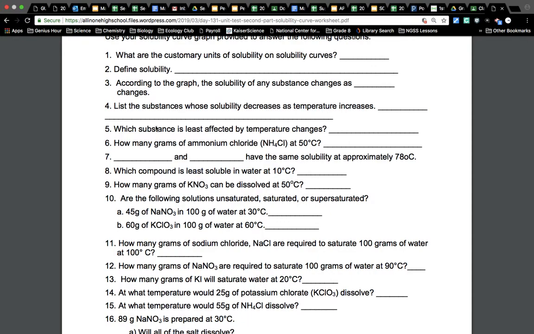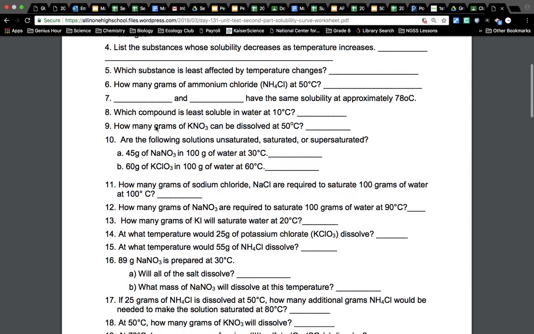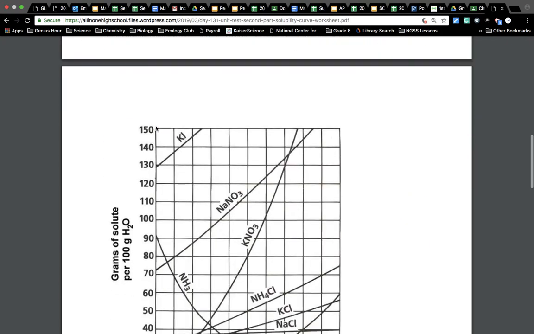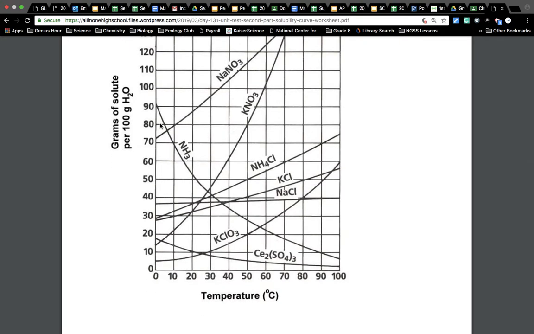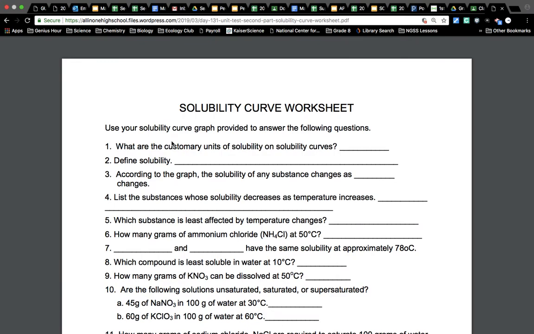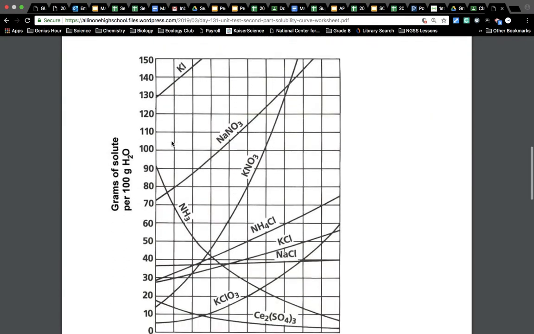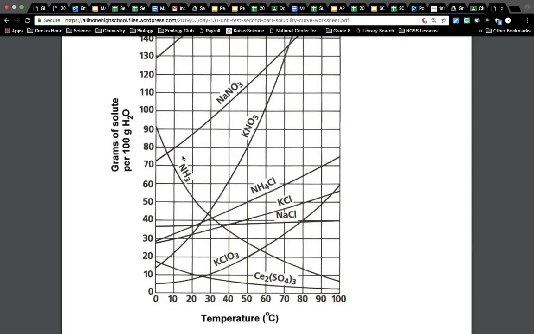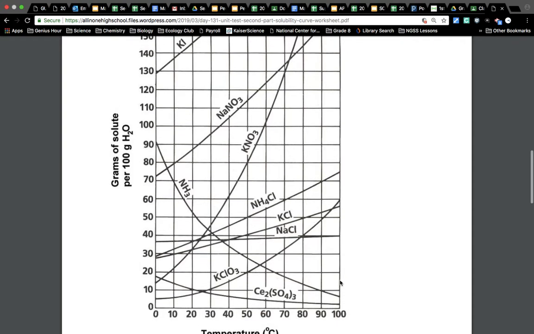Number four, list the substances whose solubility decreases as temperature increases. Well, that's just what we looked at here. So this one is temperature in, let's make sure, solubility as temperature increases, yeah. So for ammonia here, NH3, as temperature's getting higher and higher, the solubility is decreasing, decreasing, decreasing. Okay? Is there another one on this graph that shows a similar trend?